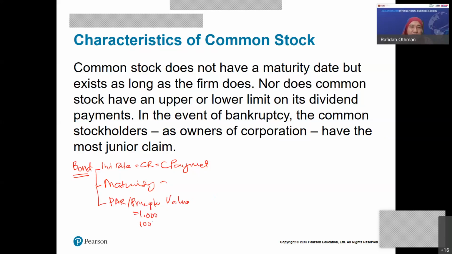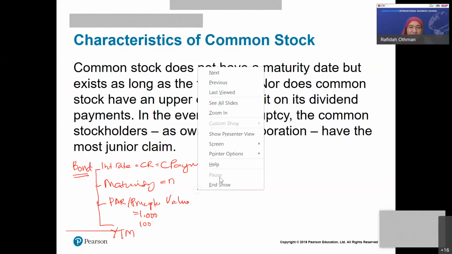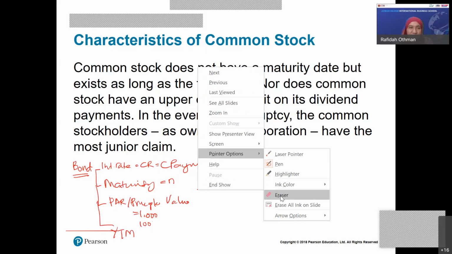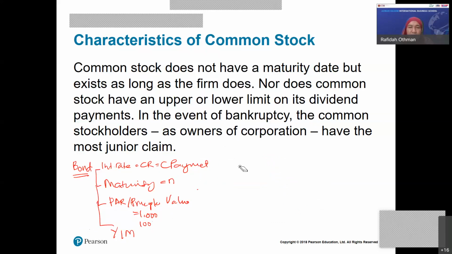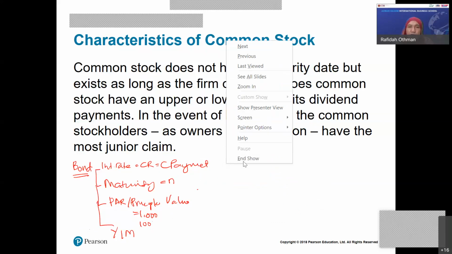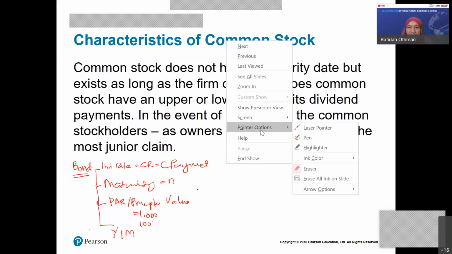So meaning that you have n. The calculation is actually calculating the YTM. YTM is actually the discount rate of the bond.